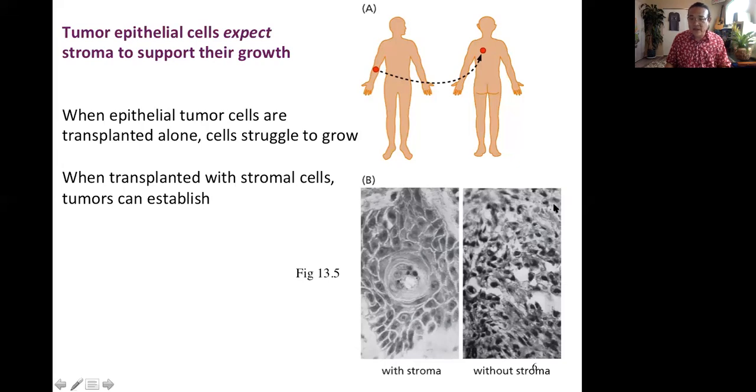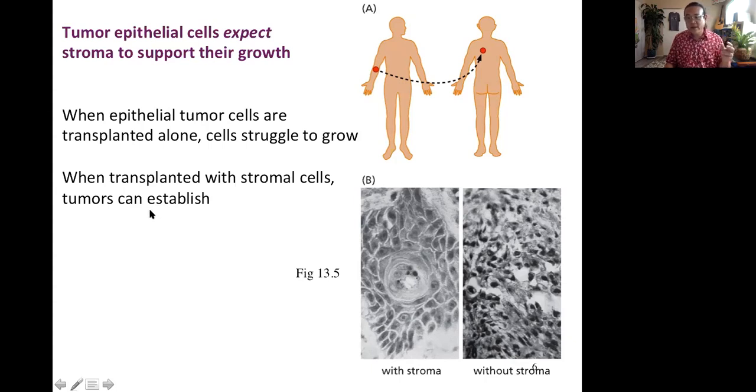So in the images down here, on the right, you see an example of what these transplanted cells might look like after some time if you only took the epithelial cells and none of the stroma that were part of the tumor. And these cells, you can see, they don't look very happy. They're not growing very well. In fact, they look like they're kind of senescing.